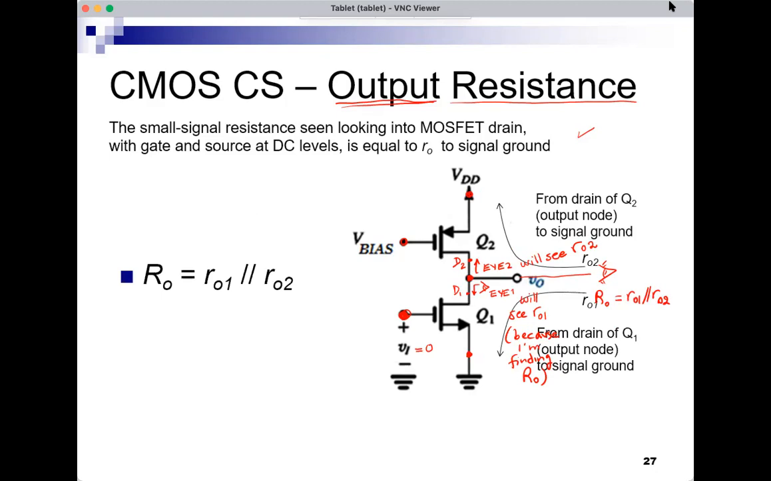Again, because I'm doing output resistance calculation. If I'm not doing output resistance calculation, then it will be something else. We cannot use the rule.